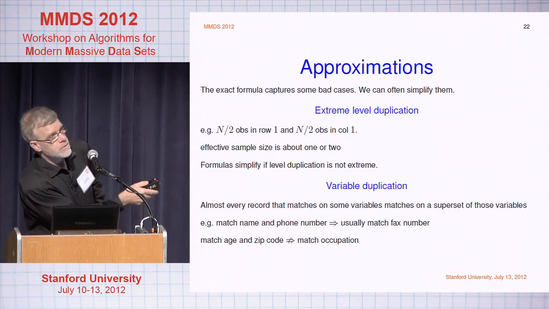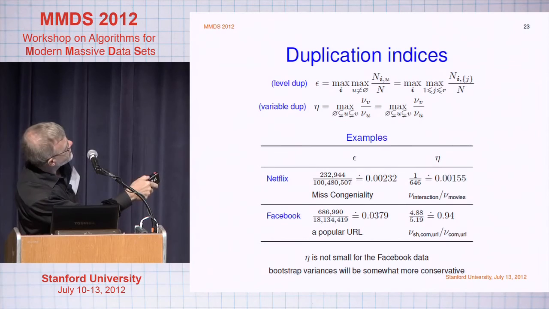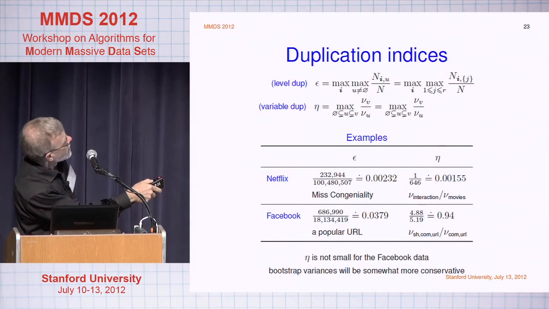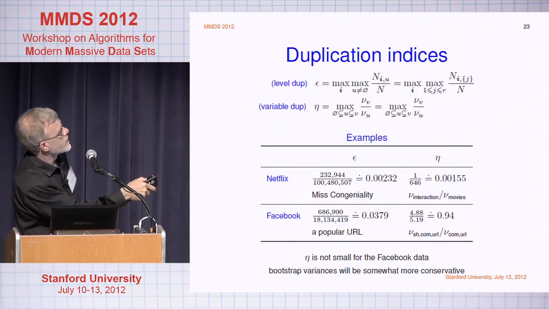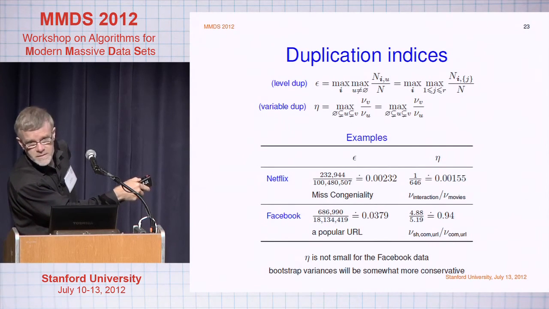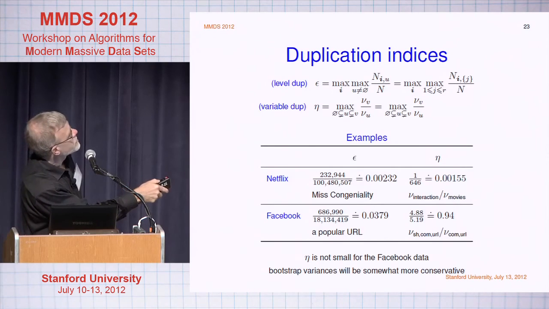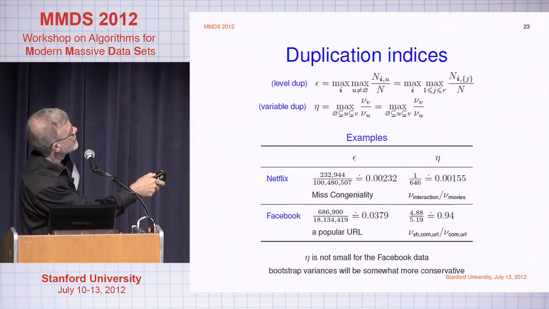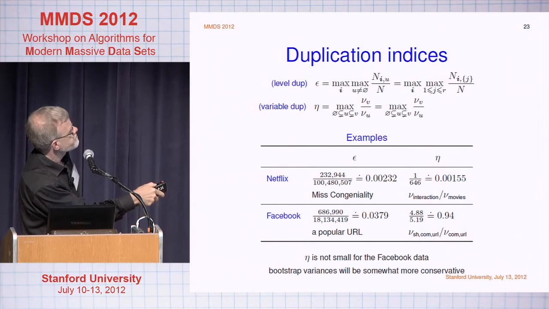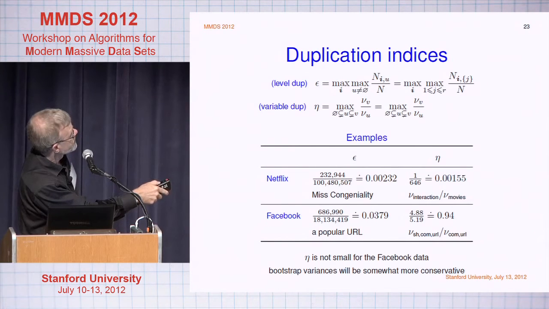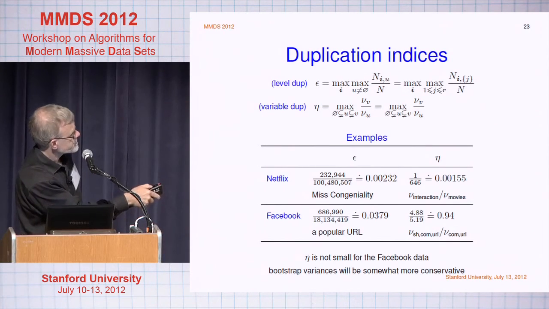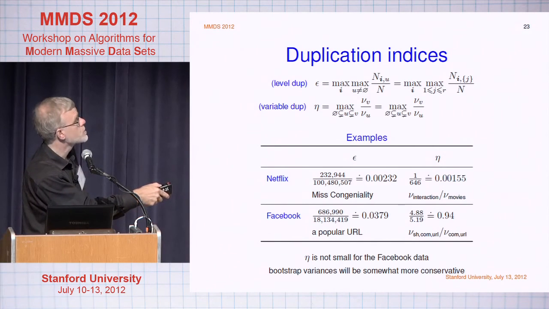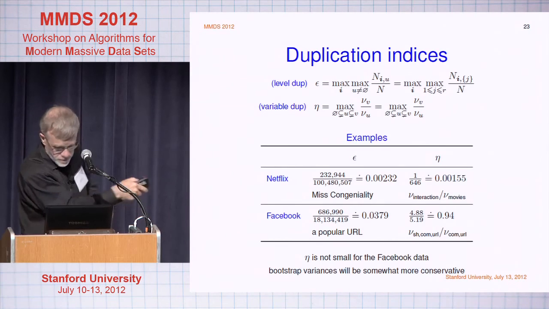Okay. So I'll illustrate these with an example. If you look carefully at the Netflix data, 1/5 of 1% of the Netflix data is people rating Miss Congeniality. You gotta love Michael Caine, but anyway, so 1/500th of the data set is people rating Miss Congeniality. That's this quantity epsilon. For the Facebook data, almost 4% of it came from one of the URLs. And the level duplication was small for Netflix, not small for Facebook. That means that our formula will prove to be a little bit too conservative for Facebook, but accurate for Netflix.